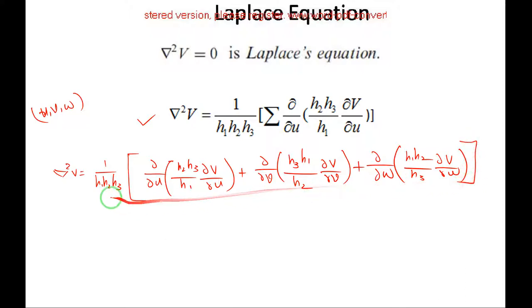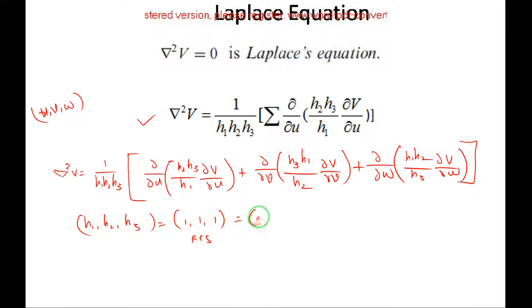So what are the scale factors in different coordinate systems? Already we know h1, h2, h3. In the rectangular coordinate system, the scale factors are 1, 1, 1. In the cylindrical coordinate system, the scale factors are 1, rho, 1. In the spherical coordinate system, they are 1, r, r sin theta. These are the scale factors, right?